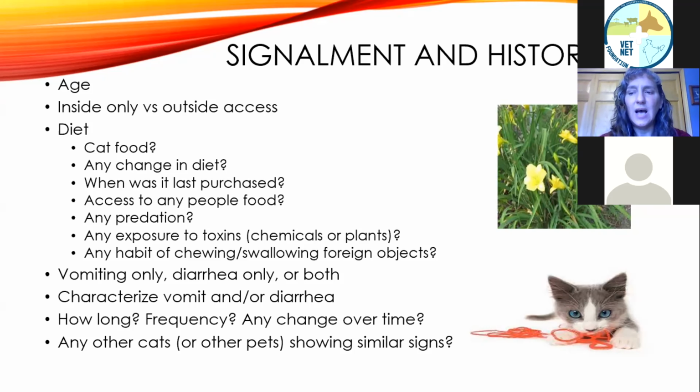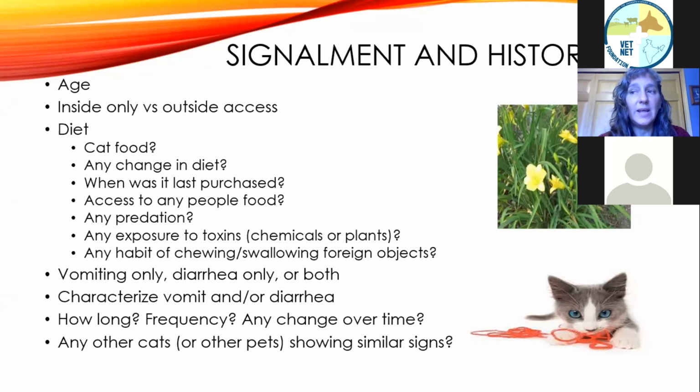Important questions about the cat's diet include what kind of food the cat is being fed. Is it being fed actually cat food or dog food? Is it good quality or poor quality? Have there been any changes in the diet? When was the current bag purchased? Is it an old bag that may have gone stale or moldy? Or is the person feeding the cat people food? As any change in diet can cause a food intolerance and can produce vomiting and diarrhea.